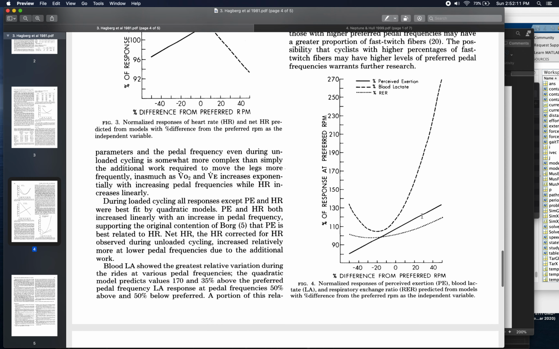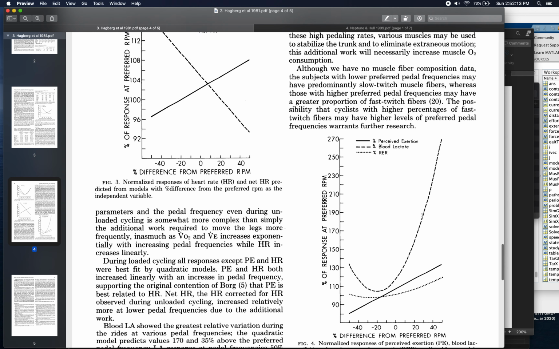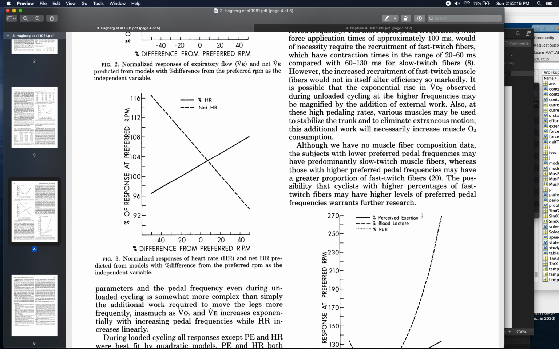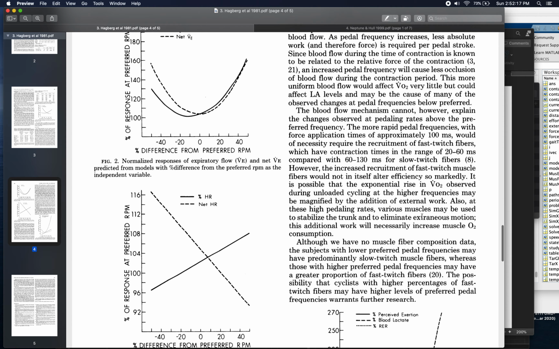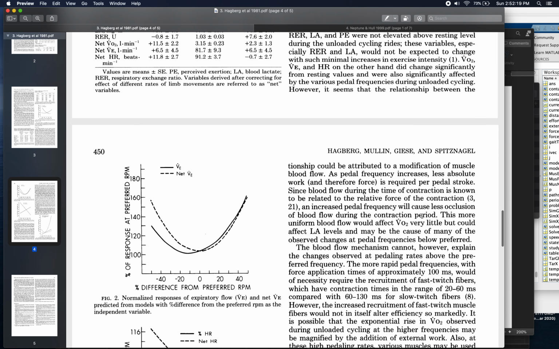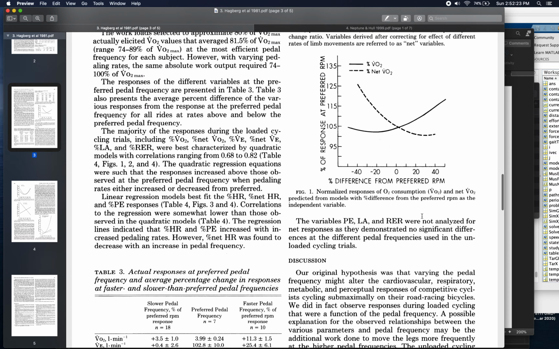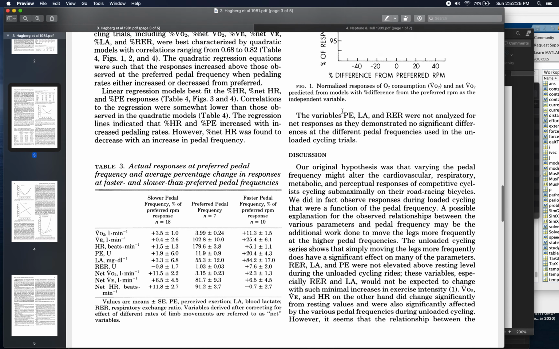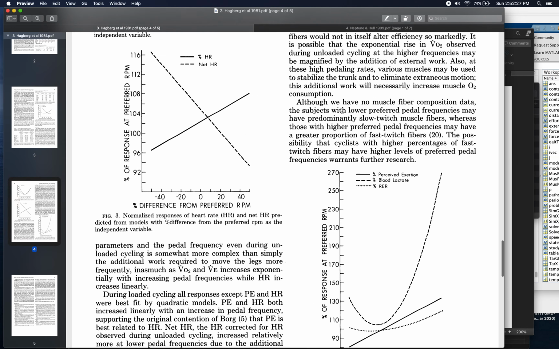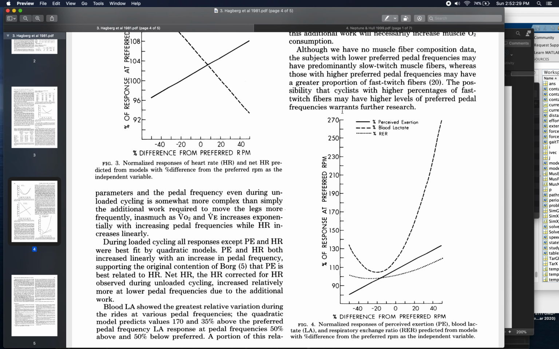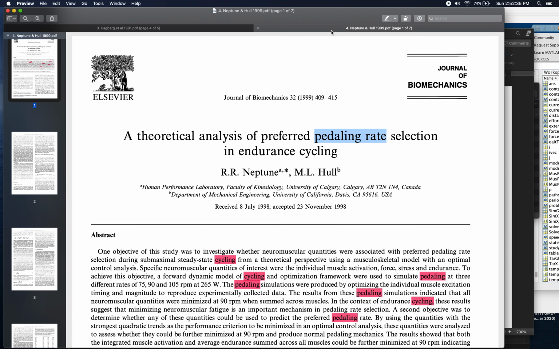But here, still again, not really a clear answer to the question of why we prefer to pedal at that rate. It looks like on average we might be able to minimize or possibly reduce things like VO2 or lactate accumulation by pedaling at rates that are slightly slower than our preferred pedaling rate. This is where study number 4 in pedaling and endurance cycling comes in.